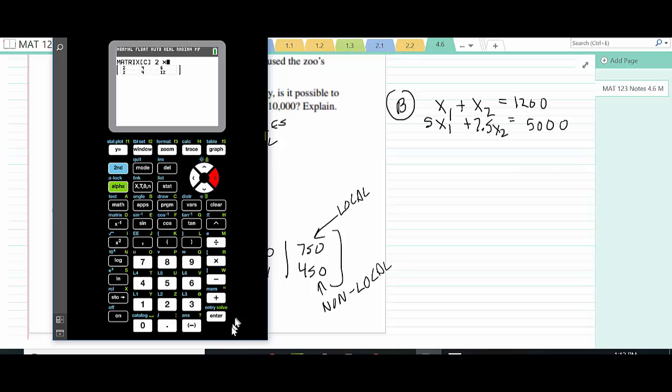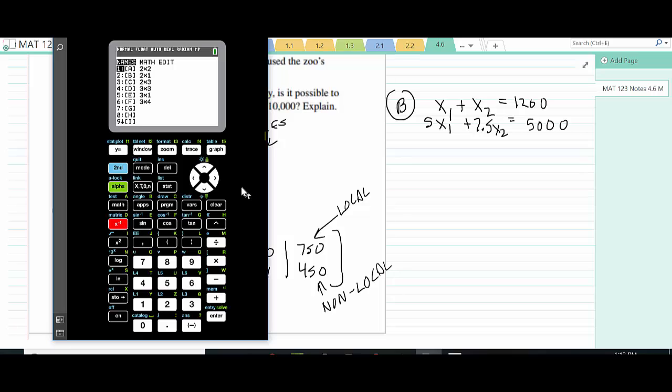So your matrix would just be, the first row would be 1, 1, 1,200. That's you have 1,200 vehicles. And then the second row would be 5, 7.5, and then the receipts taken in on that are $5,000. Sometimes this thing doesn't behave. Okay, so 5, 7.5, and then 5,000. Okay, let's just do row echelon form. Let's see what happens on that. Because the question is, is this possible or not? That's the idea.